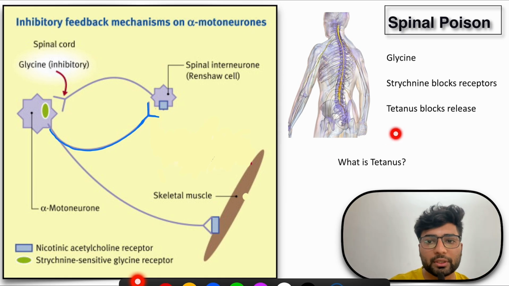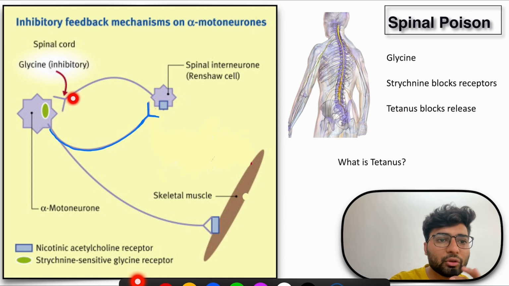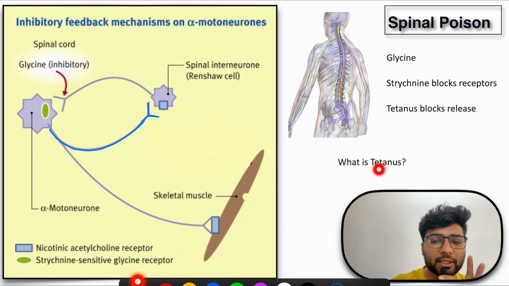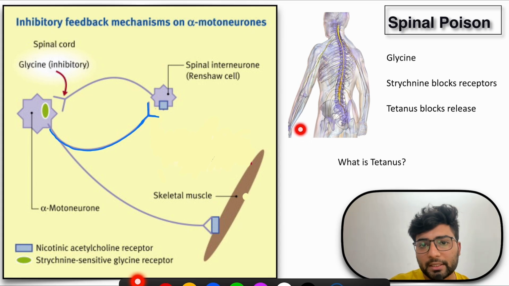Now, in strychnine poisoning, strychnine blocks the glycine receptors, so there is no glycine acting on this neuron, and there will be excessive muscle contraction. In tetanus, the toxin inhibits the release of glycine. So both are doing the same thing: glycine is not acting on this neuron, and there is excessive muscle contraction. Strychnine is a spinal poison, whereas tetanus is not a poison, it is a disease.